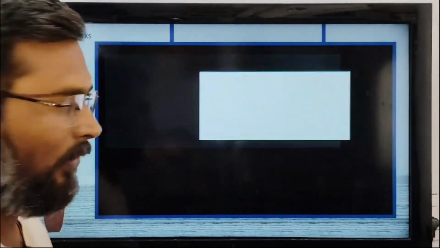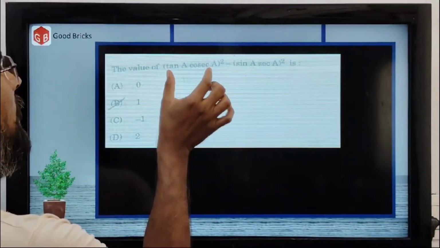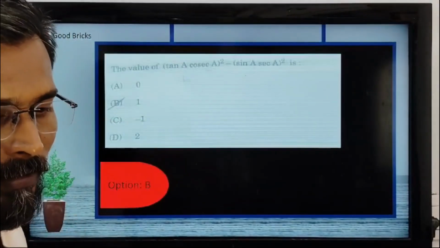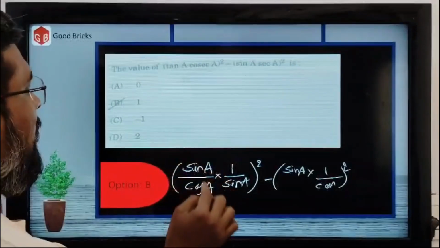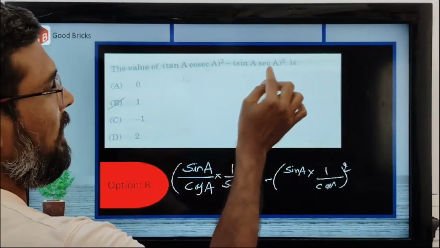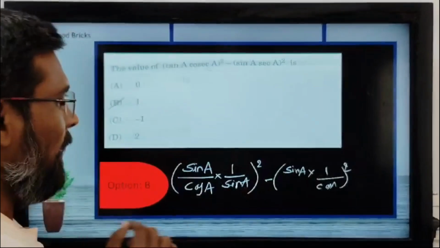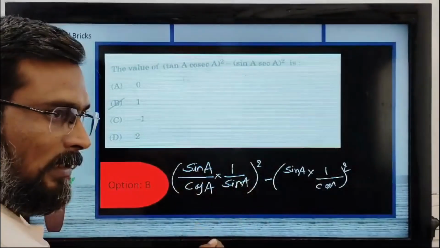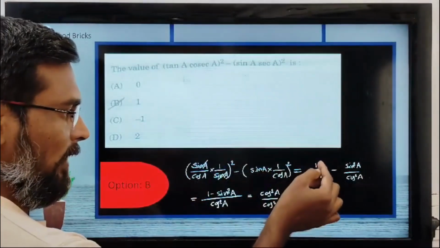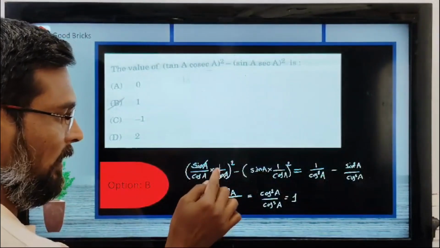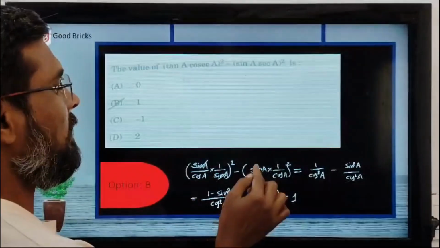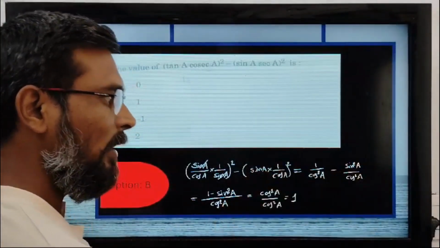Next, second question, if you look at here, we need to simplify this. So tan A is nothing but, see here on the screen, sin A by cos A, and cosec A is nothing but 1 by sin A. Similarly, sec A is nothing but 1 by cos A, and sin A gets cancelled. After that, you can write 1 by cos square A, because after cancellation, left over is 1 by cos A whole square, which is nothing but 1 by cos square A. Similarly, sin A by cos A whole square is nothing but sin square A by cos square A.